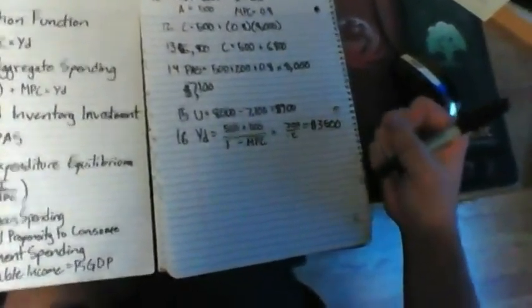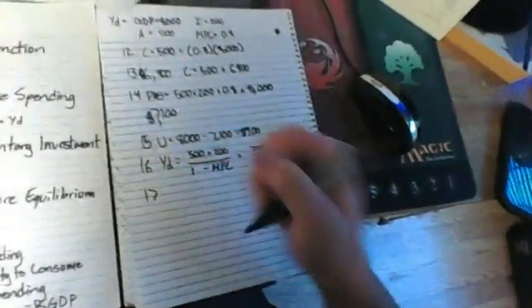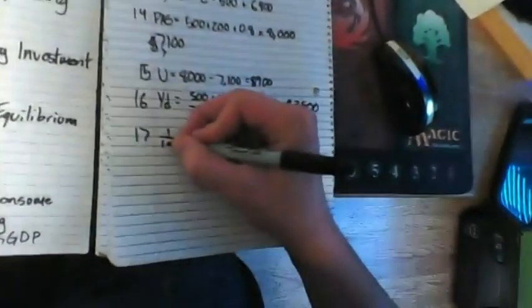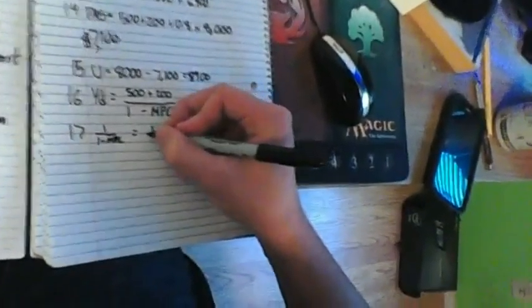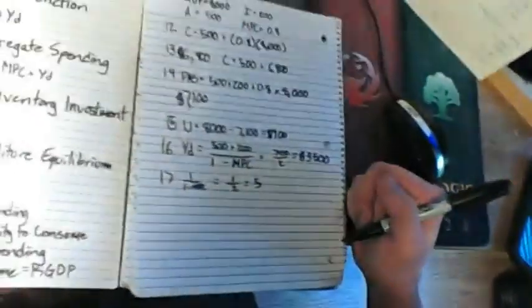So the final thing they ask us, before they switch things up on us, is the multiplier is what? Well, we take 1 over 1 minus our MPC, which is equal to 1 over 0.2, which is the same as 5.